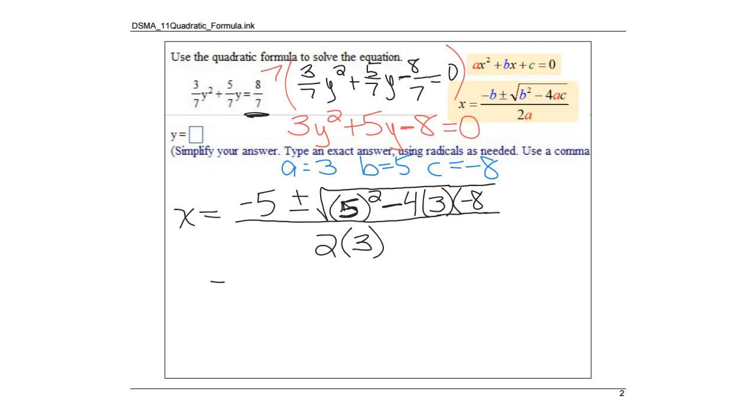Okay, so what that leaves us with is we have a negative 5 out front. We have plus or minus and the radical. Let's look at that in just a minute. And then we're going to have a 6 on the bottom. Okay, so let's come over here and take a look at what's under the radical. Well, 5 times 5 is going to give me 25. And then I have, what do I have there? Negative 4 times 3 times negative 8. So that gives me 96.